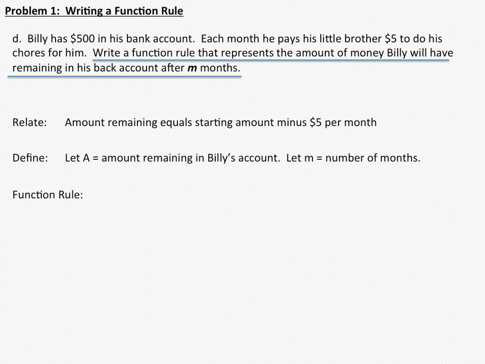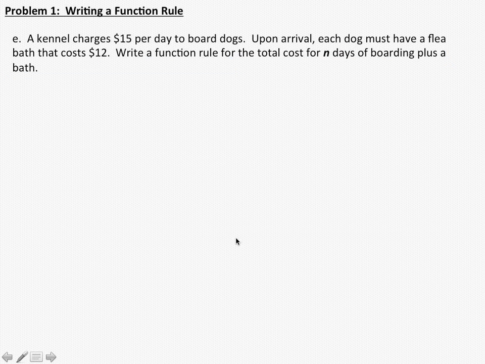I just picked A for amount and m for month. So I start with 500 and I lose 5 per month. So the amount remaining is 500 minus 5 times m. I'm losing, so my amount is going down. That's why it's minus 5 times the number of months.